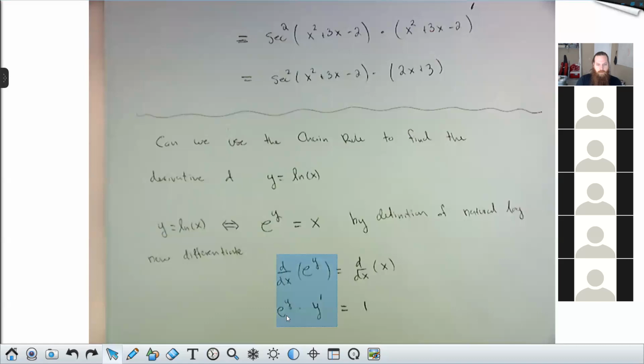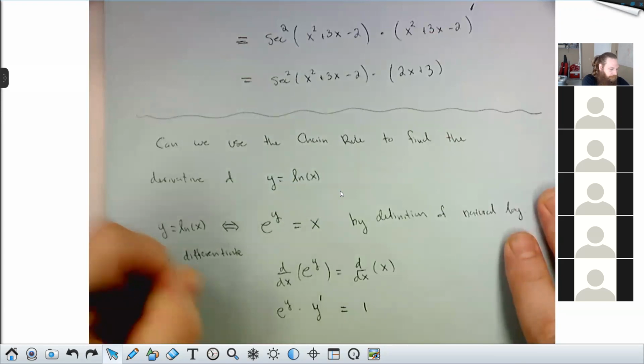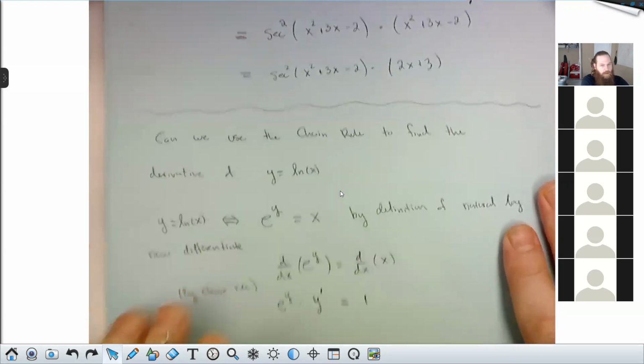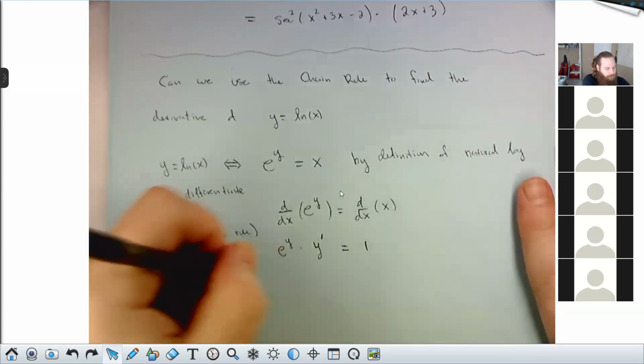So this is by the chain rule. Everything on the left here is the chain rule, right? I differentiated the outer, leaving the inner alone, just like the derivative of e to the x is e to the x. The derivative of e to the y is e to the y. If this was e to the x, then I would have e to the x times x primed. And x primed is just 1. But y primed is the thing I wanted. I wanted the derivative of y equals ln x. I wanted y primed. So all I have to do now, this is by the chain rule, now all I have to do is solve for y primed.